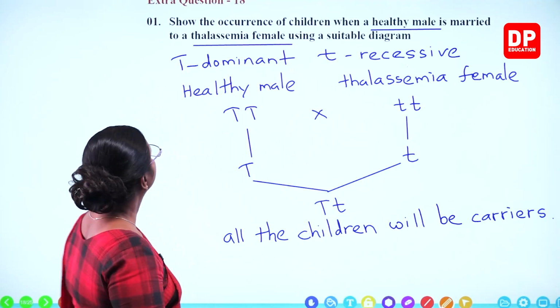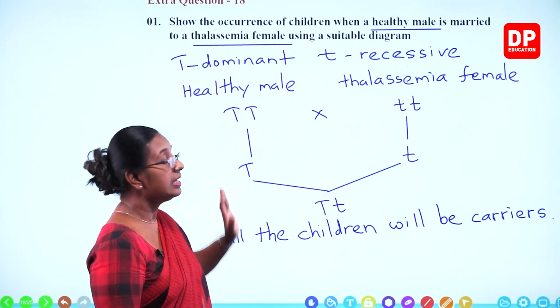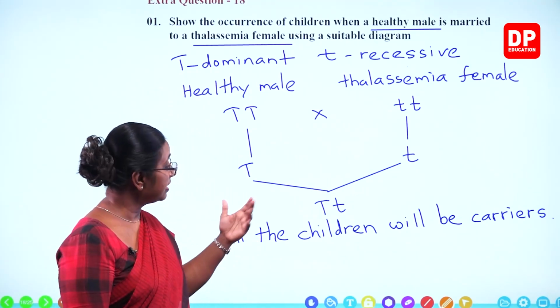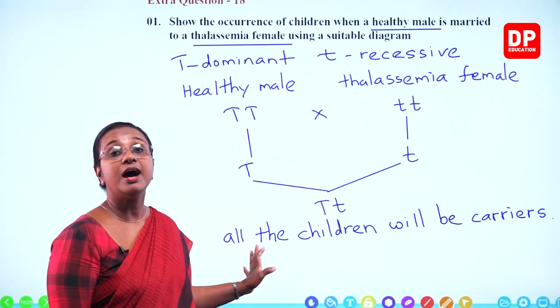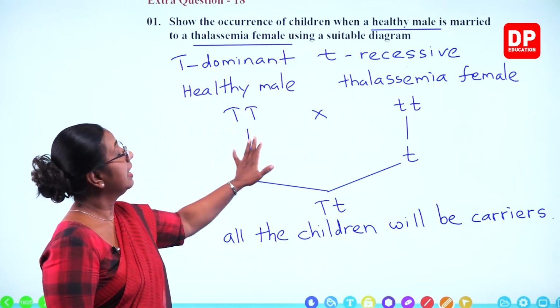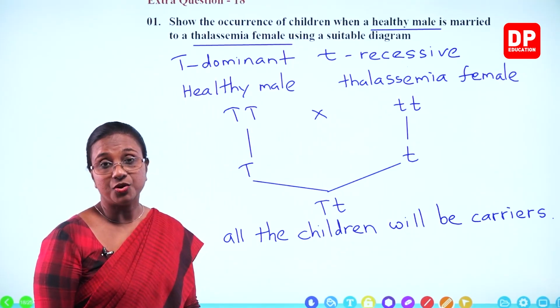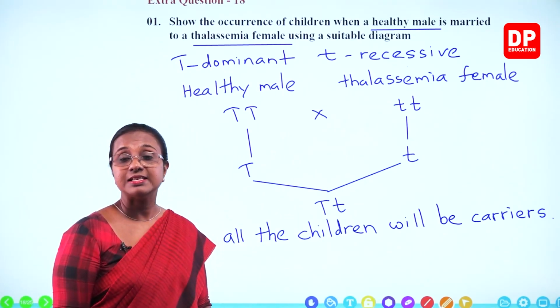So here when we say healthy male, you all have to remember it is only capital T condition. If it is heterozygous, then it becomes a carrier male. So that is how you identify healthy male, capital T. Is that clear to you all? So with that students, I'll move on to the next question.